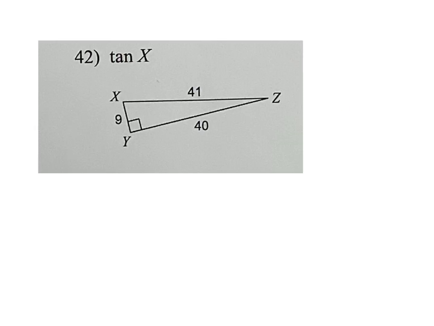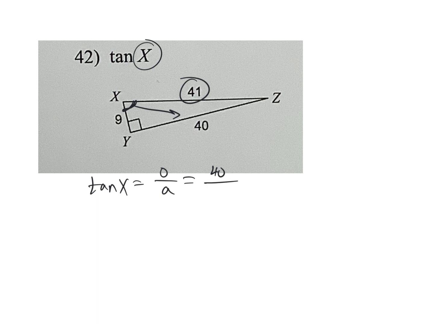All right, 42. Again, tangent. Where are we? We're at x, so we're at this angle. So the tangent of x is, again, the opposite over adjacent. The opposite leg is 40. Identify your hypotenuse. And the attached leg is 9. So 40 over 9.